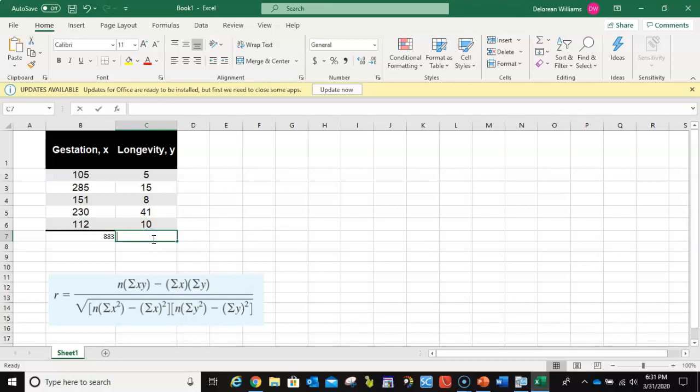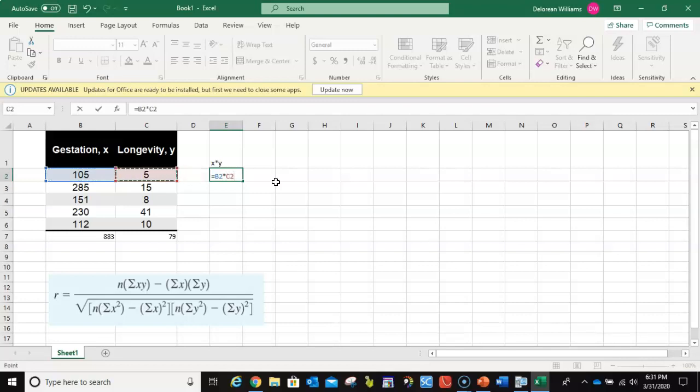And then equals sum again, and I'm going to select all the y values, and that's the value for the sum of y. Now, the other components, I'm going to actually have to type some information in for the table. So if I need the sum of x times y, I might here write x times y, and I'm going to give Excel some instructions. Equals the x value times the y value.